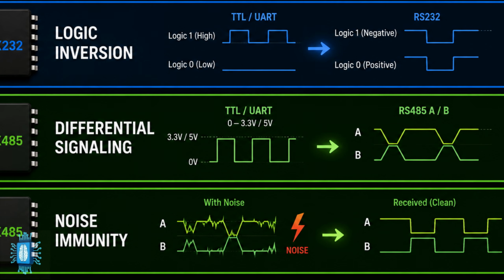By transmitting and receiving differential signals instead of single-ended signals, the MAX485 significantly improves noise immunity, enabling reliable communication over much longer distances and in electrically noisy environments.